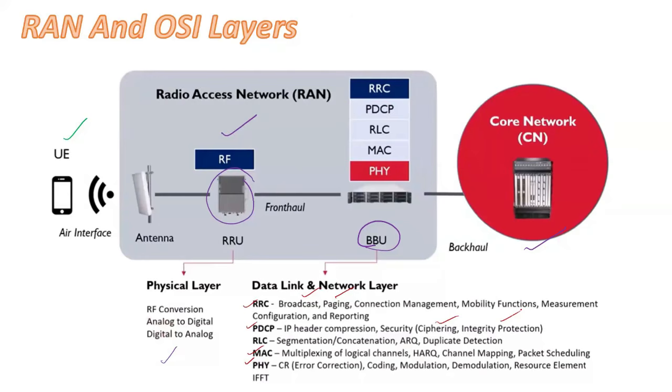If you are familiar with carrier aggregation, this is where carrier aggregation happens, in the MAC layer. Other things that happen here are HARQ, which is Hybrid ARQ, channel mapping, and packet scheduling. Then we have the physical layer, where the main functions happen: coding, decoding, modulation, demodulation, resource element mapping, and IFFT and FFT, the inverse Fourier transform and Fourier transform. So this is the illustration of RAN and OSI layer mapping.